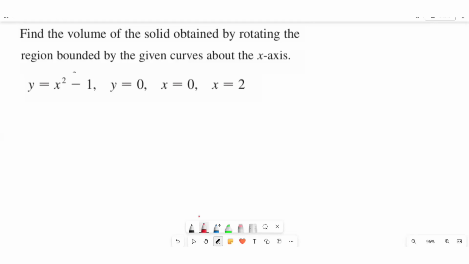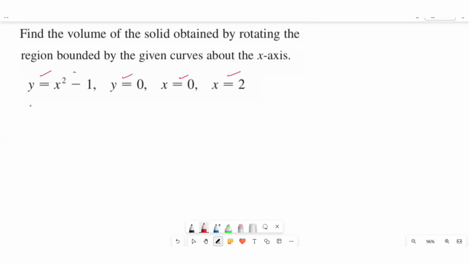So what we're looking at today is integration, and we're going to be dealing with volume of solid, right? We're going to rotate this around the x-axis. So let us look at the conditions we have. We have y is equal to x squared minus 1. We have y is equal to 0, x is equal to 0, x is equal to 2.